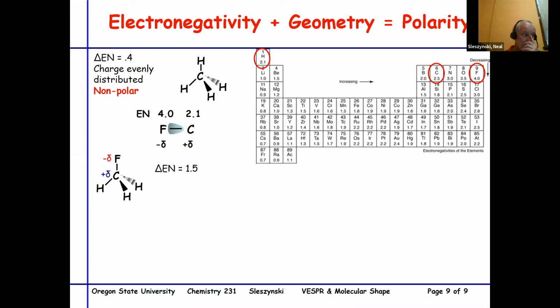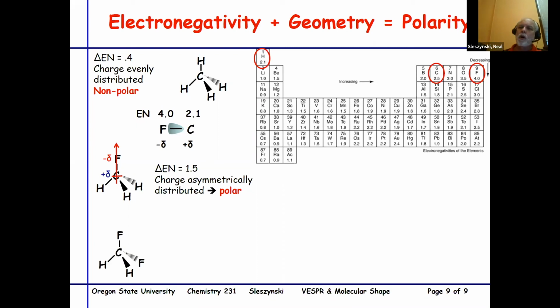My difference in electronegativity is 1.5. I clearly have a charge separation, a partial plus charge on the carbon, partial negative charge on the fluorine. So my charge is asymmetrically distributed as opposed to symmetrically distributed, and the molecule would be polar. And if I went ahead and calculated a dipole moment and gave myself the symbol that we use for dipole moment, it would be this arrow, starting out at the center of my positive charge, carbon, with the arrow pointed towards the center of my negative charge, which is fluorine.